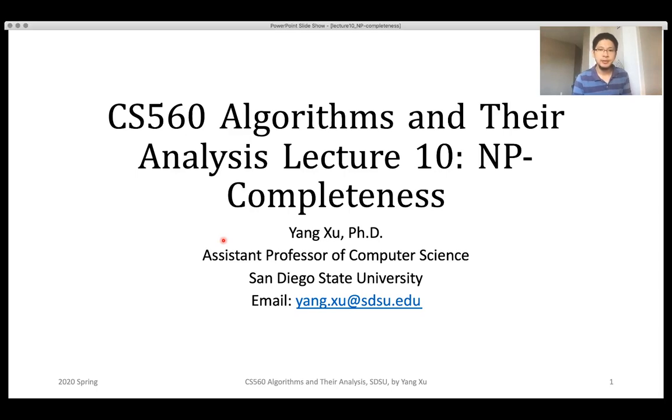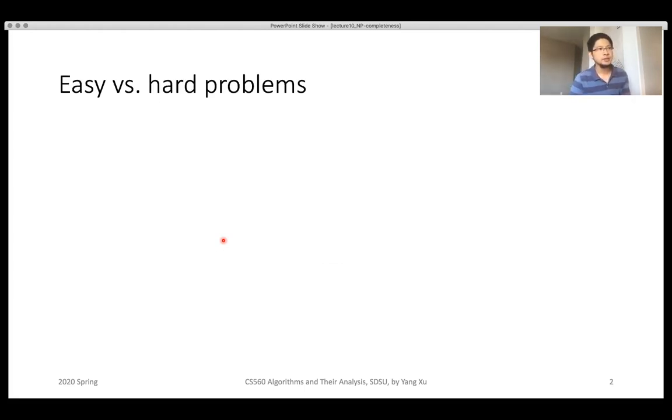So this is the last lecture of this semester, and we will talk about the topic of NP-Completeness. In this lecture, what we will be discussing is very theoretical content. The term NP-Completeness is basically about the difficulty of problems. It is a term that theoretical computer scientists use to categorize different problems and different algorithms into different levels of difficulties. So it's basically about the idea that we can separate easy versus hard problems.